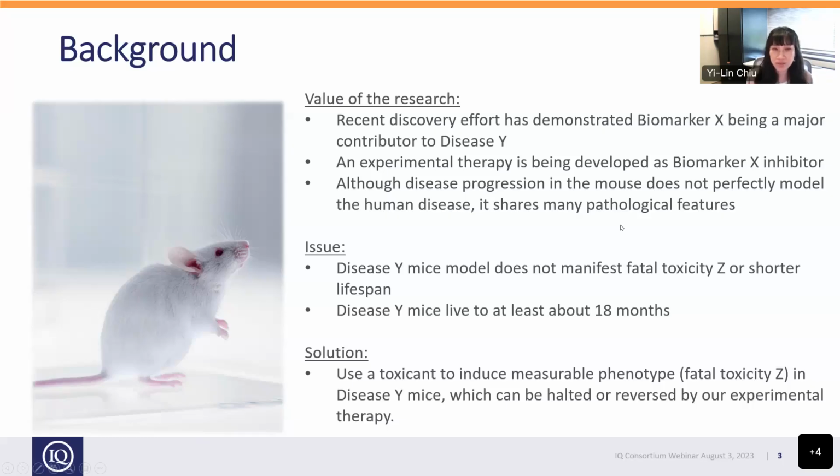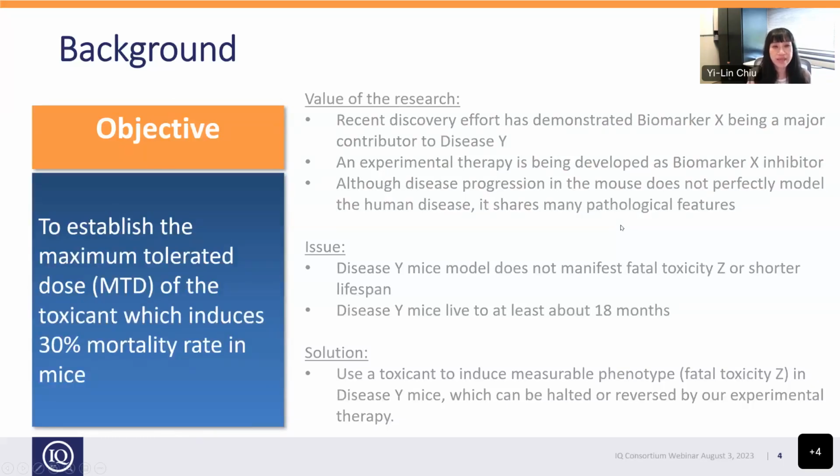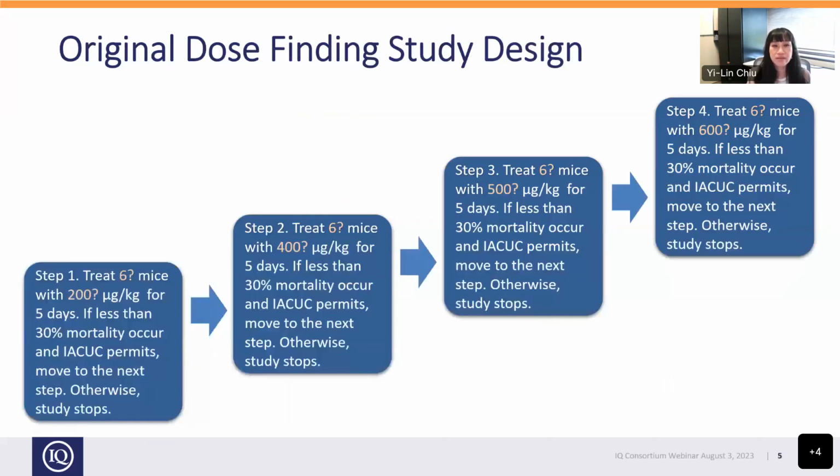So that's the objective. To make it a little bit more concrete, the objective is to establish the so-called maximum tolerated dose of toxicant, which induces a 30% mortality rate in mice. So that's a very clear objective a researcher has in mind. Then, what about the experimental design? This is a very intuitive design, and it kind of makes sense, actually.